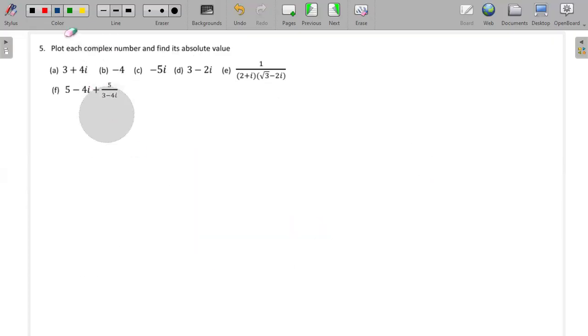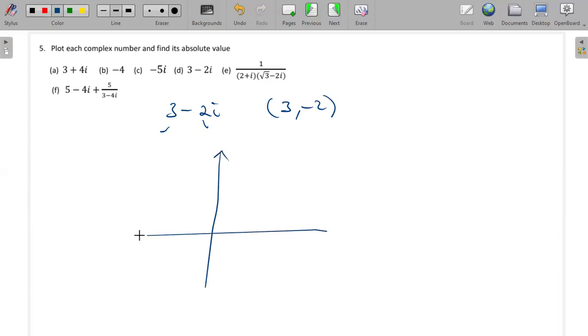Okay, so next we have 3 minus 2i. So x and our y is there. So we're plotting 3, comma -2. So our x is 3, and our y is -2. Let's say -2 is here. So that point there, like that there.